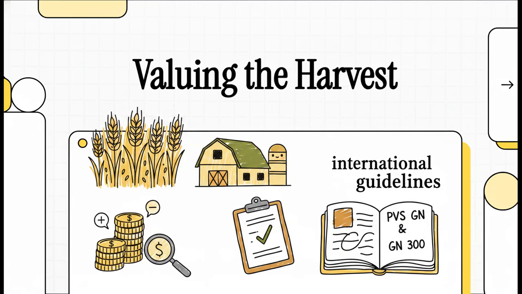Today we're unpacking something that literally feeds the global economy, the valuation of agricultural properties. And, just as importantly, we're looking at exactly how we audit those valuations. We'll be diving directly into the international guidelines, specifically PVS GN 200 and GN 300, to really understand how this massive global sector is quantified. So, let's jump right in.